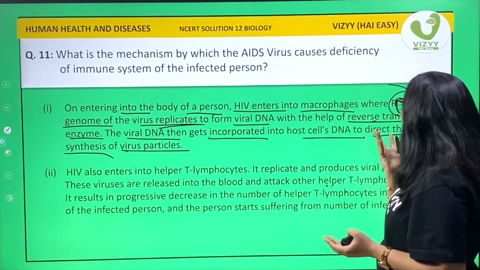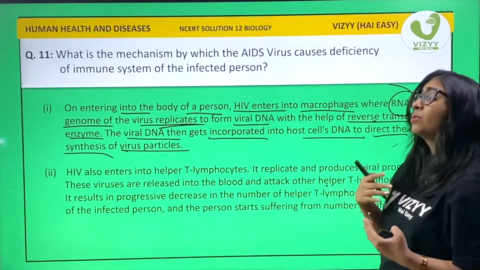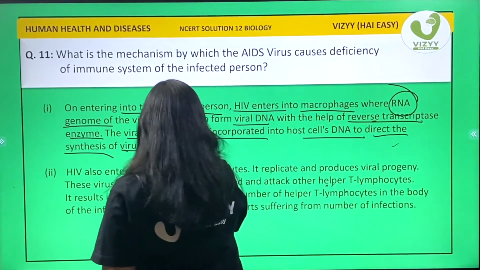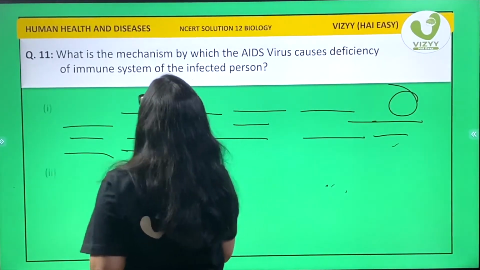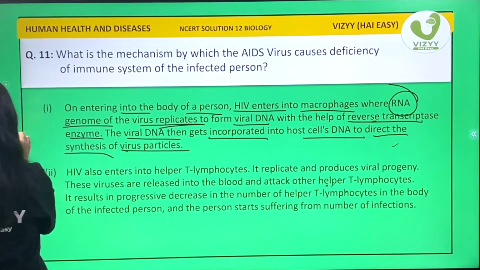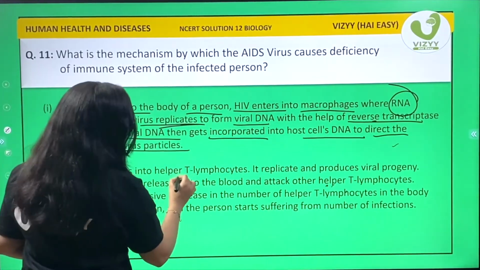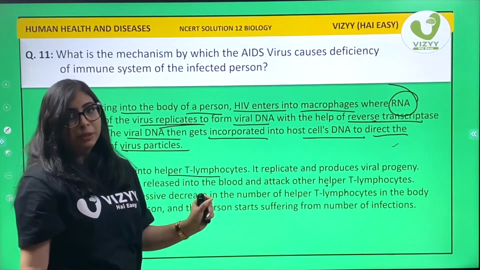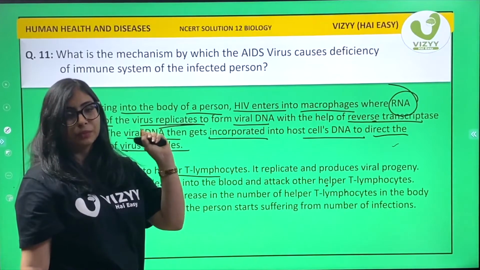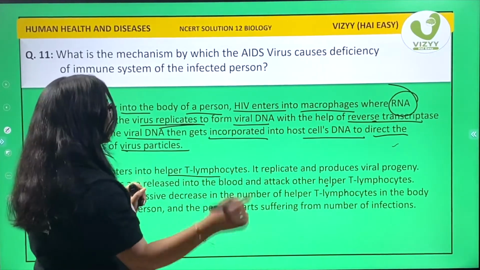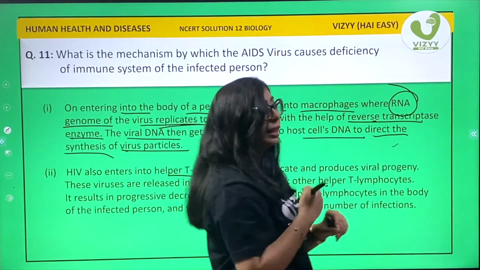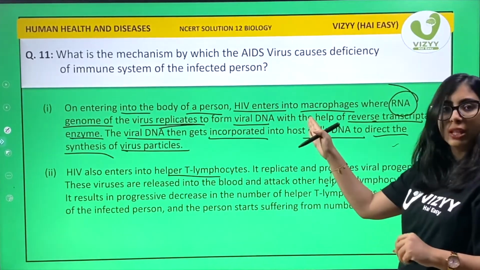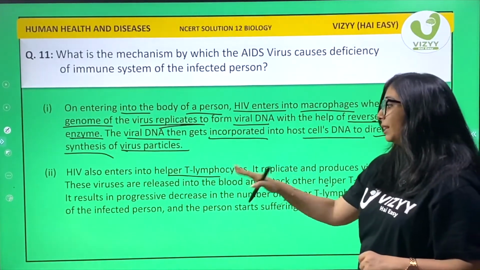So now, what happens? HIV also enters T lymphocytes. Wow, scary. T helper cells. Okay, so these were our primary lymphatic tissue. So it is directly attacking our immune system. It goes into macrophages and then goes into T lymphocytes.